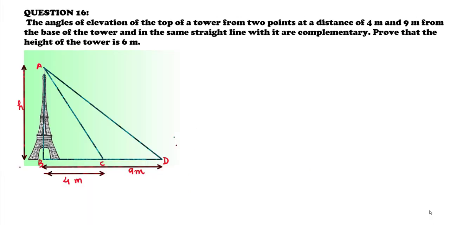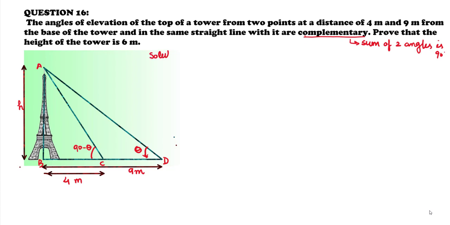Question 16. The angles of elevation of the top of a tower from 2 points at a distance of 4 meters and 9 meters from the base of the tower and in the same straight line with it are complementary. Prove that the height of the tower is 6 meters. What is complementary? When the sum of the angles is 90 degrees. So let the height of the tower be AB, equal to h meters, and let the point at 4 meters be C, and the point at 9 meters be D.